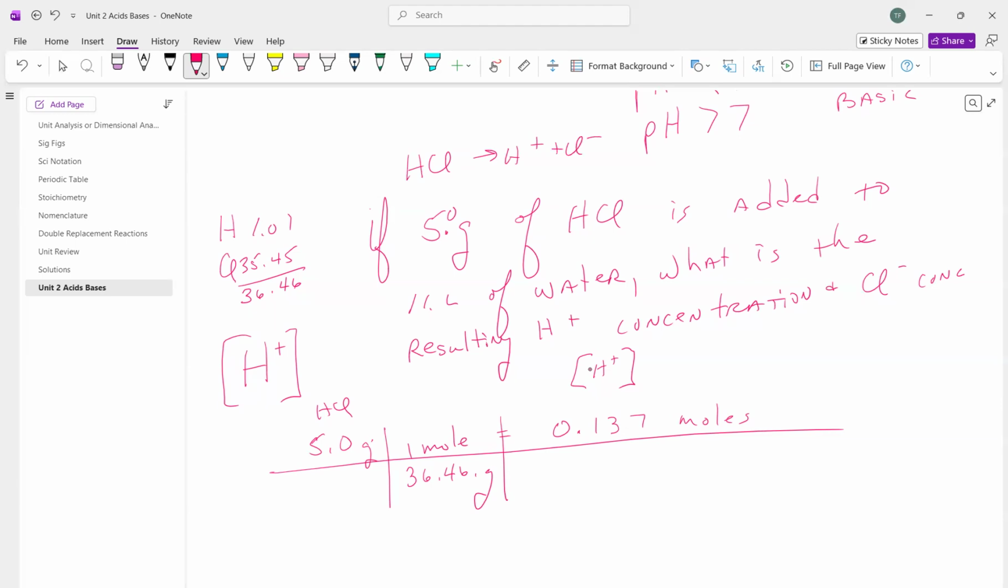Okay, so now we calculated the moles of HCl. Automatically, we know the moles of H and the moles of Cl, because the balanced stoichiometric equation is 1 to 1 to 1. So it's one of these to one of those. All right.